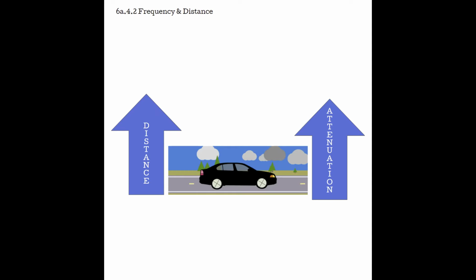And lastly, longer distances are going to cause more attenuation. The further that a beam needs to travel, the more it will attenuate. And this makes sense if you think about it. The more distance that the beam travels, the more reflectors it's going to come in contact with, which means there's more opportunity to be absorbed, scattered, or reflected. So this also makes distance and attenuation directly related.